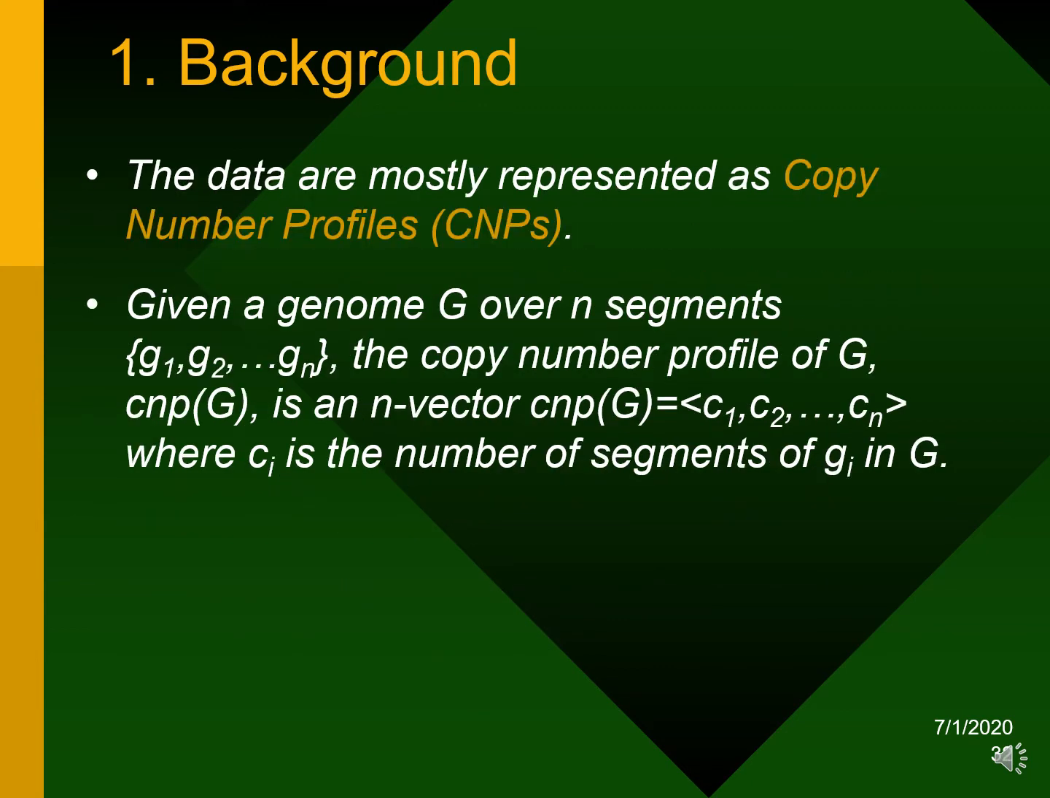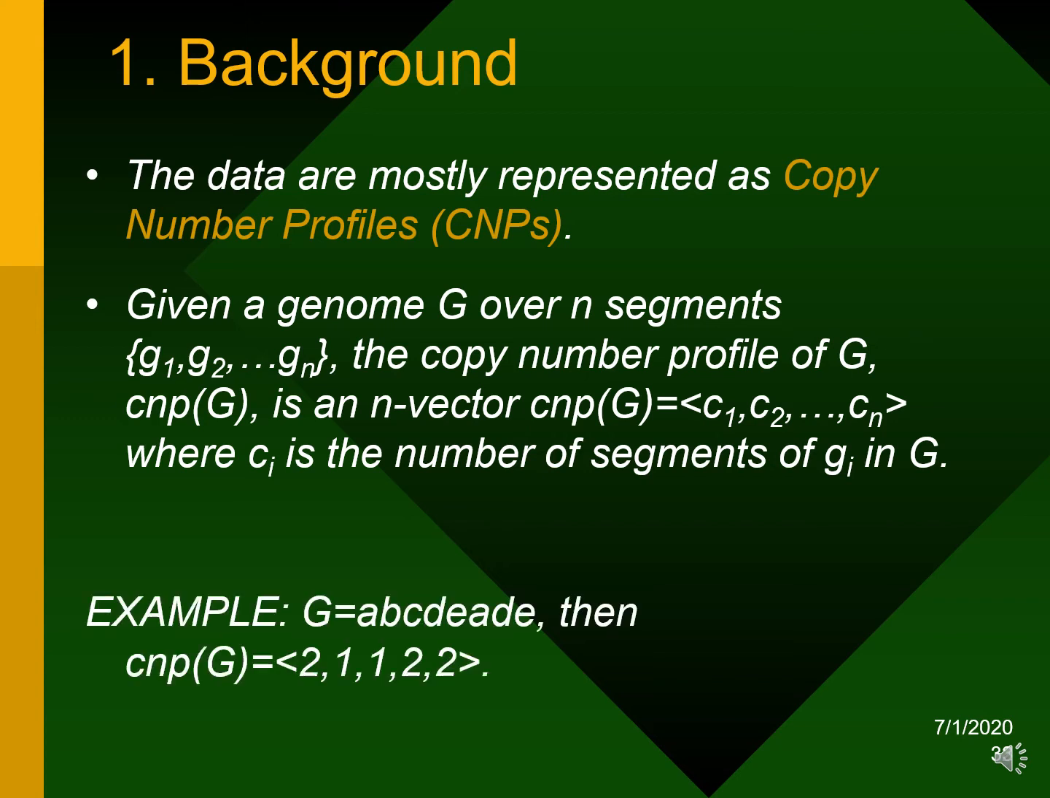So what is a copy number profile? Well, let G be a genome over an ordered set of n segments, G1, G2, ..., Gn. The copy number profile of G is basically an n-vector, C1, C2, to Cn, such that Ci is the number of segments of Gi in G.